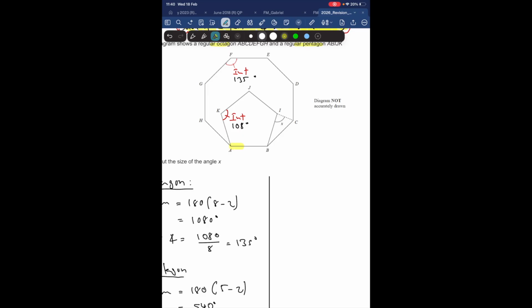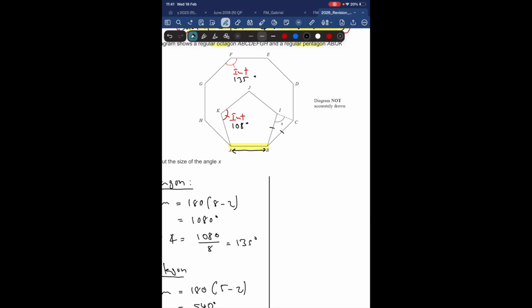If you look, the pentagon and the octagon basically have the same sides. This length A to B is the same for the pentagon as it is for the octagon. So what that basically means is that in this diagram here, the length from B to I has got to be the same as the length of B to C. So this length here has got to be the same as that length there.